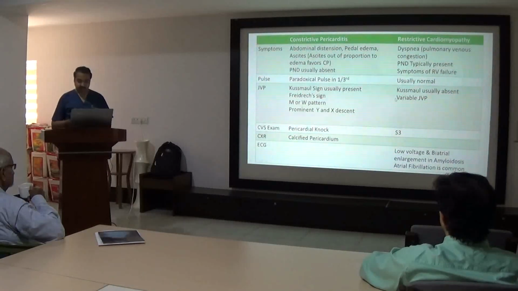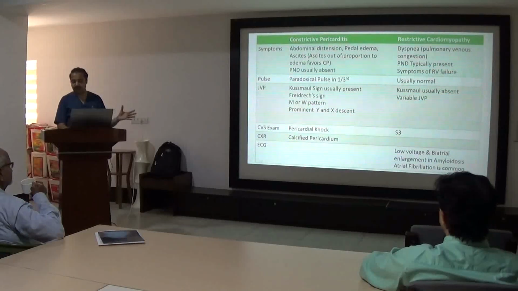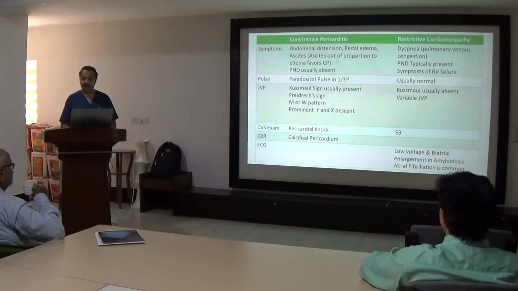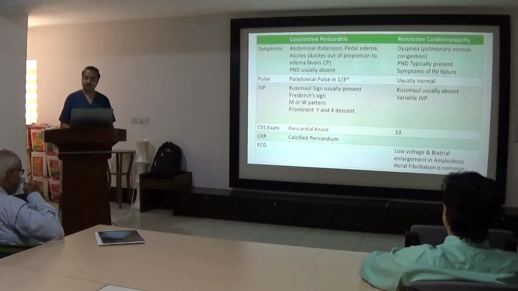Going to the physical examination. Symptoms. Generally, constrictive pericarditis patients have abdominal distension because of fullness of the IVC that leads to pedal edema. Ascites out of proportion to edema favors the diagnosis of constrictive pericarditis. And PND is usually absent because it's more or less right-sided symptoms. Versus restrictive cardiomyopathy, here PND is typically present. It's a both-sided problem. It's LV as well as RV failure. And symptoms of RV failure are also present that lead to dyspnea, pulmonary venous congestion and all.